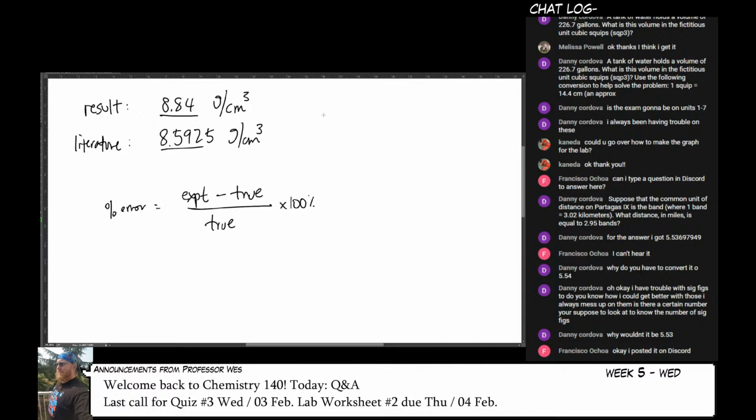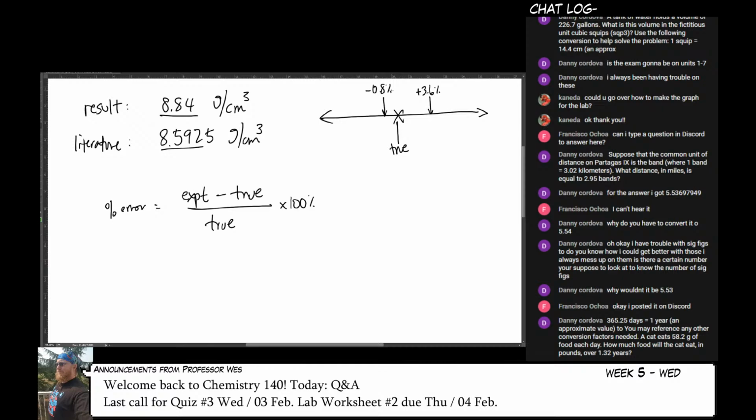Think of it as a number line. And so if your answer is right here, this is the true value. Then a percent error of positive 3.6 would be an answer that's too big, whereas a percent error of negative 0.8 would be slightly too small.